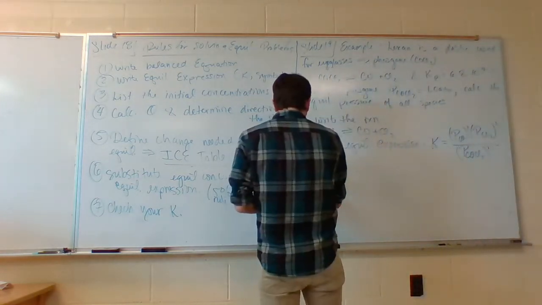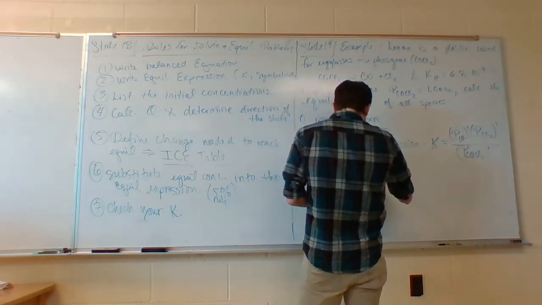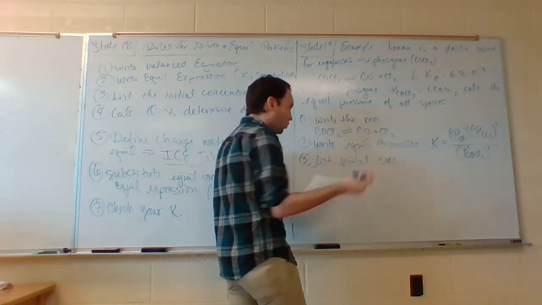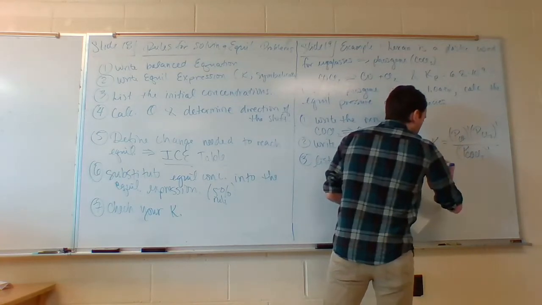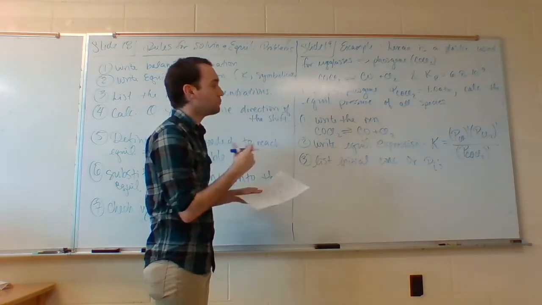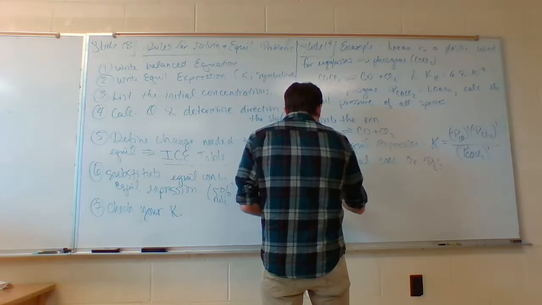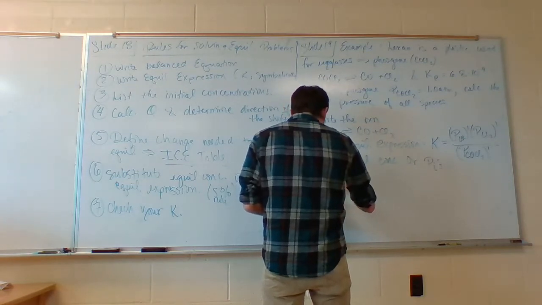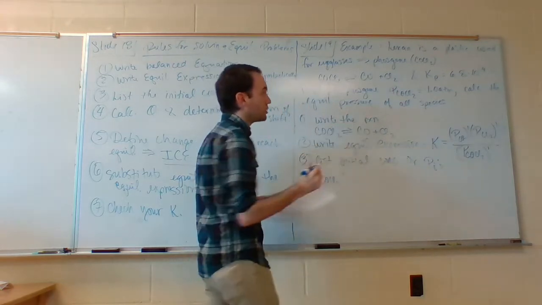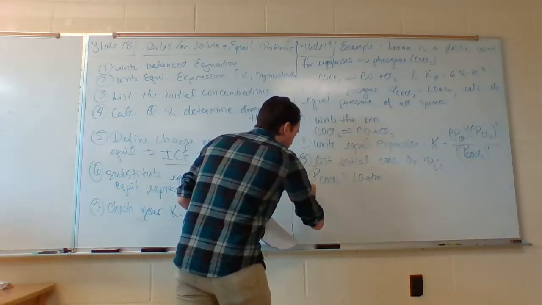The third thing that you're going to want to do is to list your initial concentrations. Okay, so your initial concentrations, or in this case, partial pressures. Okay, so we know that we have an initial partial pressure of COCl2 of 1 atmosphere. Okay, so we've done step 3.